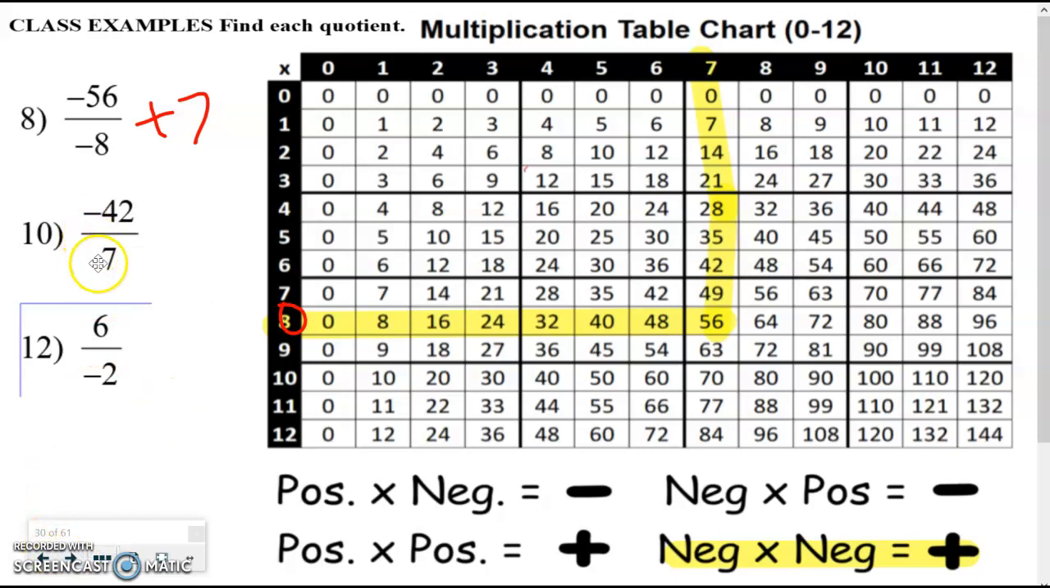Alright, let's look at another one. Negative divided by a positive is a negative. So on this one, I go to 7, come all the way down to 42, and then go over to 6, so it's negative 6. Here we got a positive divided by a negative, and then I go to 2, come all the way down to the numerator, which is 6, and then go over and get 3, so it's negative 3.